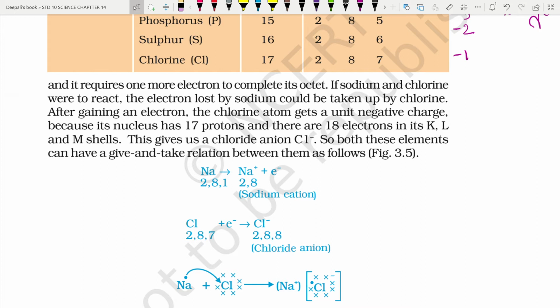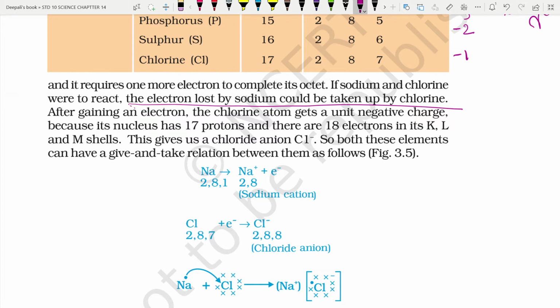Now we understood that if sodium and chlorine were to react, the electron lost by sodium would be taken up by chlorine, because sodium has one electron extra and chlorine lacks one electron. So after gaining an electron, the chlorine atom gets a unit negative charge, because its nucleus has 17 protons and there are 18 electrons in its K, L and M shells. This gives us chlorine anion Cl-.